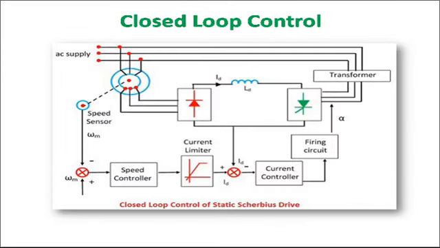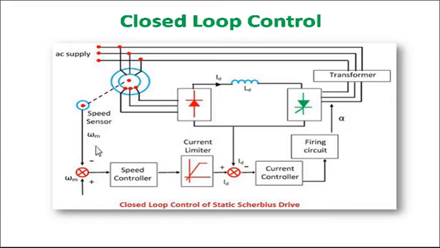Now we can see here the closed loop control of the Scherbius drive. In this closed loop control, we can see clearly one induction motor is there and the slip power is fed to the diode circuit, an uncontrolled diode bridge rectifier, and here we can see a thyristor bridge inverter circuit is there. With the help of this and with the help of the transformer, the power is fed back to the main AC supply. Here we can see the closed loop control.